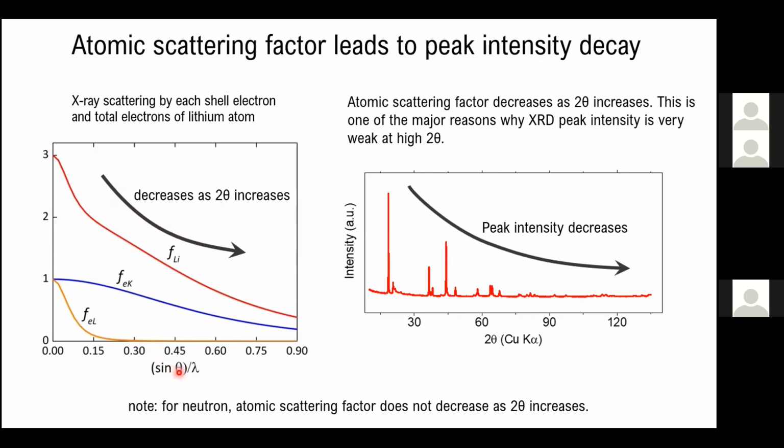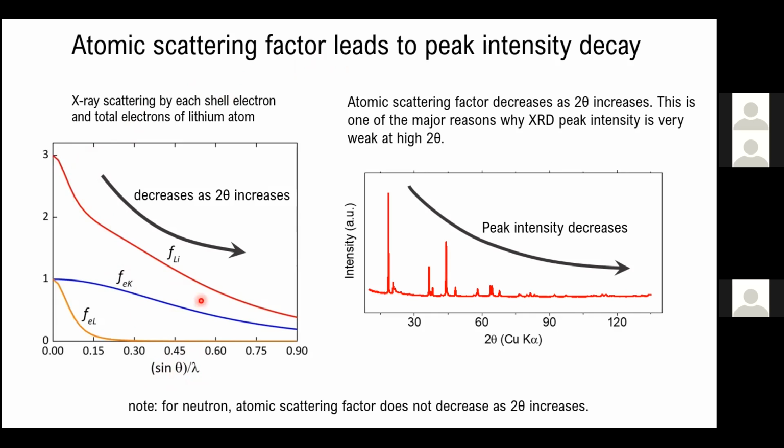So this is a scattering vector, right? So you see the 2-theta term. As I mentioned, we do not want to talk too much about theta. We always try to use the scattering vector. So this is basically a scattering vector. We see this atomic scattering factor is dependent on this scattering vector. I hope not to get you confused, but you know what I mean.